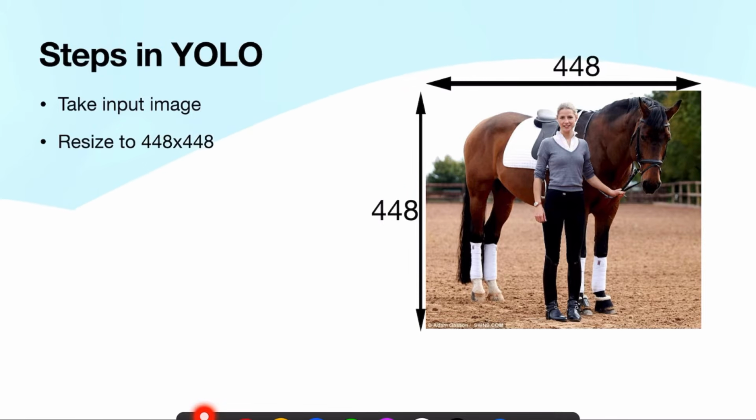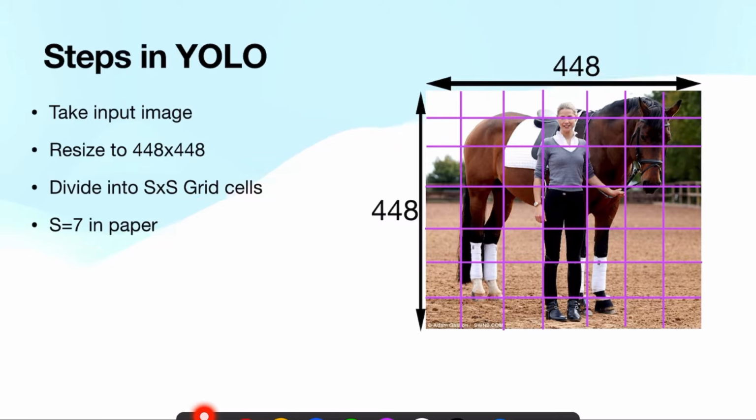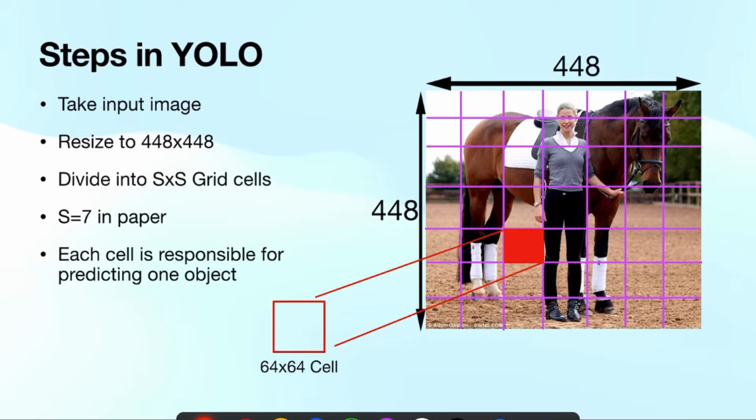Now divide this image into S by S grids. So in the paper they have selected 7. So the image is getting divided into 7 by 7 grids. And each grid cell has 64 pixels because 448 divided by 7 gives you 64. So that means each grid cell has 64 by 64 pixels in it. Each cell predicts one bounding box. Each cell is responsible for predicting one object.